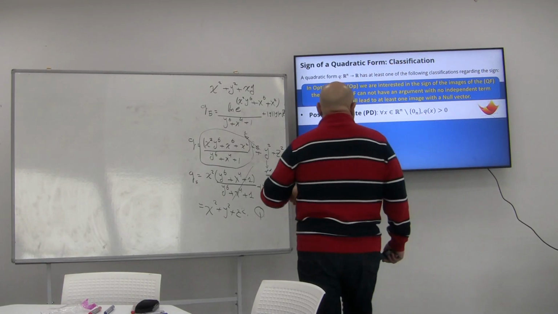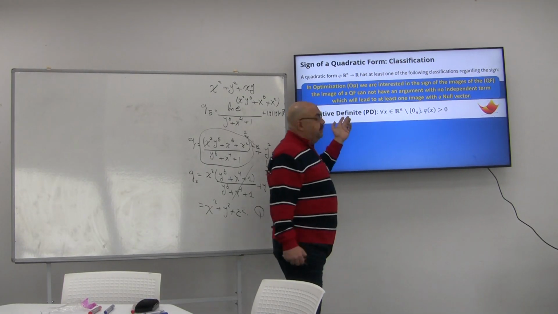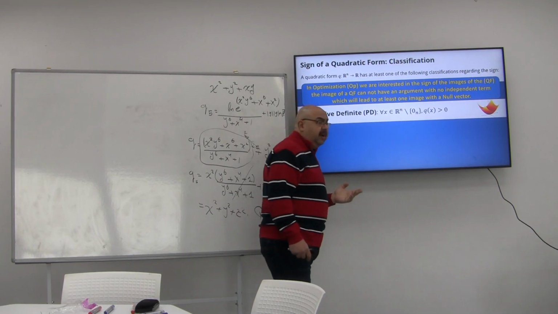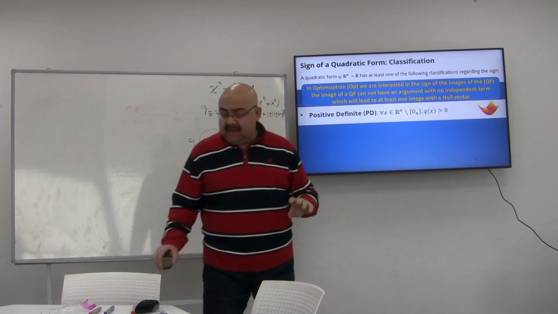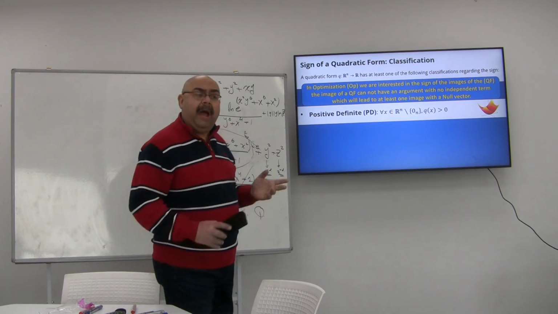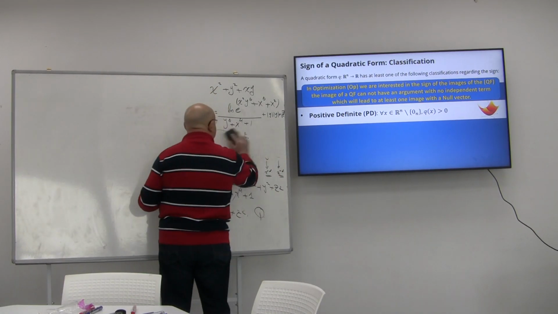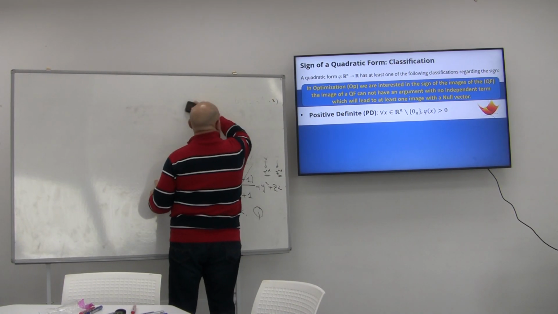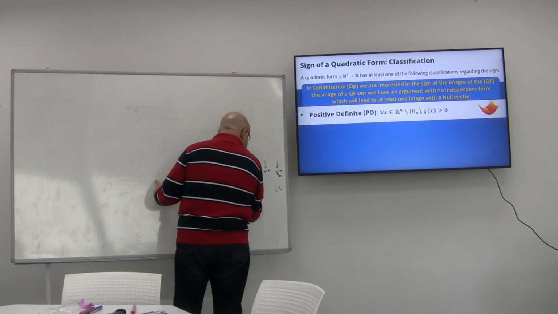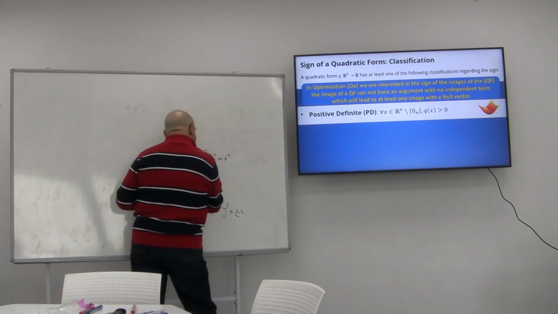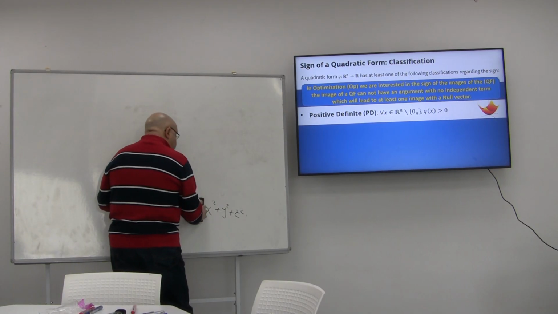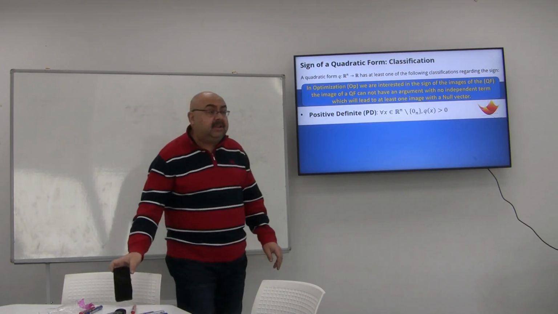Okay, the first of them is positive definite. We can classify the quadratic forms as positive definite. How do we classify it, or state whether it is positive definite or not? Simply by looking at the coefficients in front of the quadratic terms.